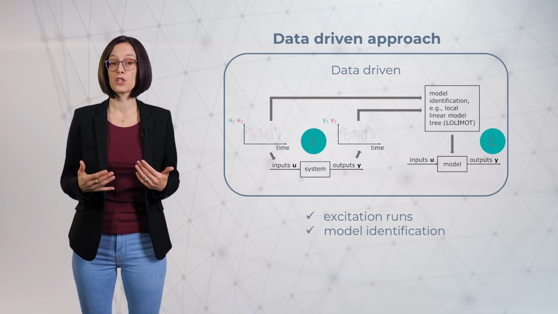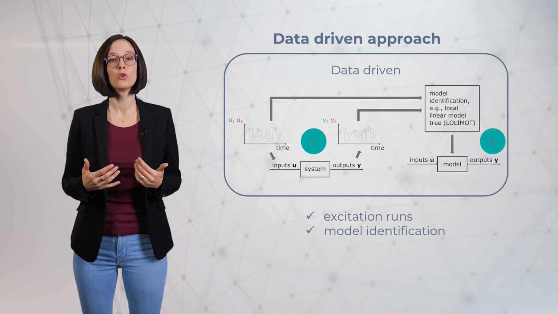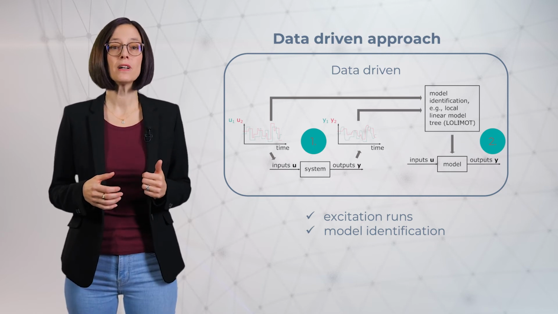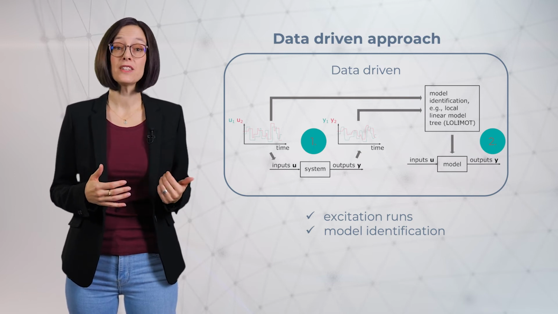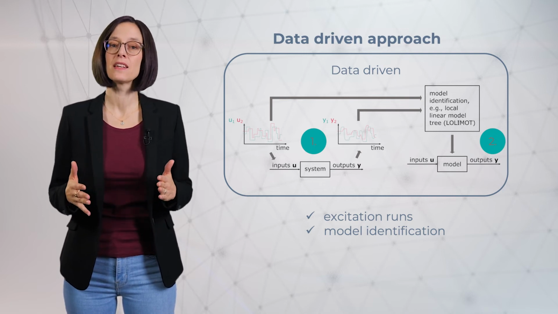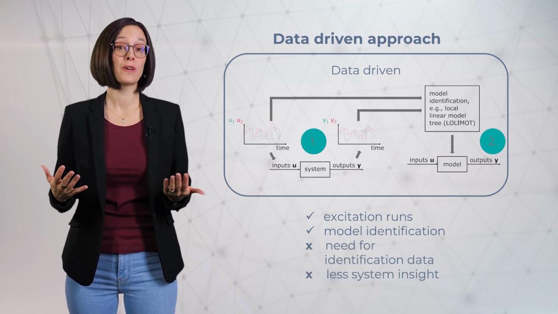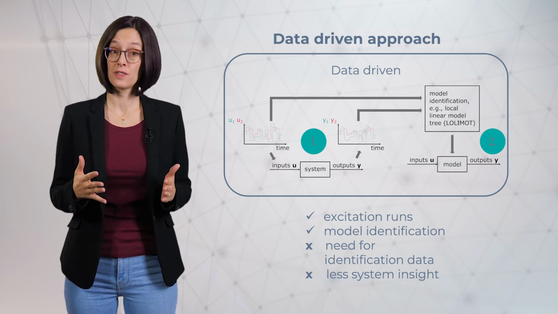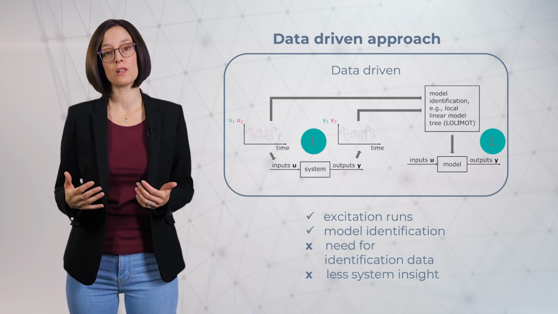One example of such an algorithm that creates a model from experimental data is the so-called local linear model tree, or LOLIMOT algorithm. The obtained model is typically validated against another set of experimental data. The advantage of data-driven models is the applicability to systems lacking mechanistic descriptions. A drawback is a need for a large amount of identification data, which is needed to create the model. Also, this approach reveals less system insight when compared to mechanistic process models.